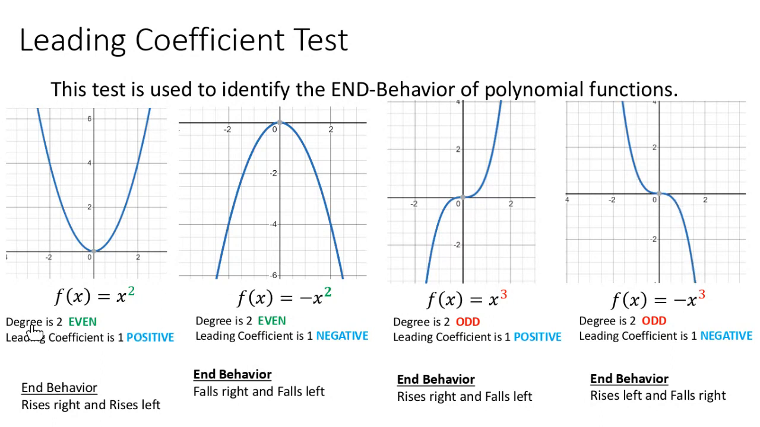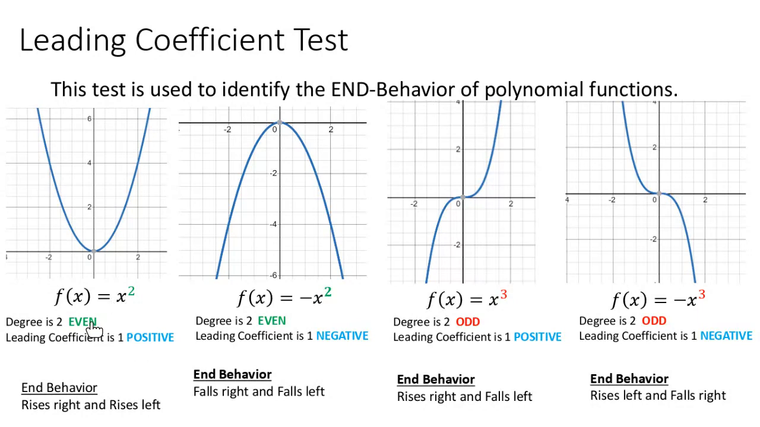So in order to use the leading coefficient test, you need 2 things. You need to know what the degree is, and you need to know what the leading coefficient is. The degree of a polynomial is the term with the highest exponent. So in this case, the highest exponent that I have here is just 2, and the number 2 is even. And the leading coefficient is the number in front of that term, which is going to be 1 in this case, and 1 is positive.